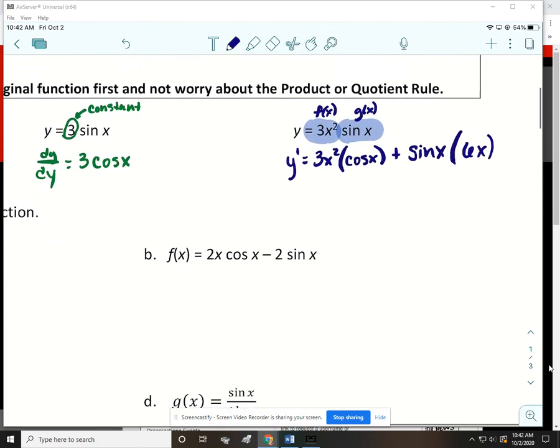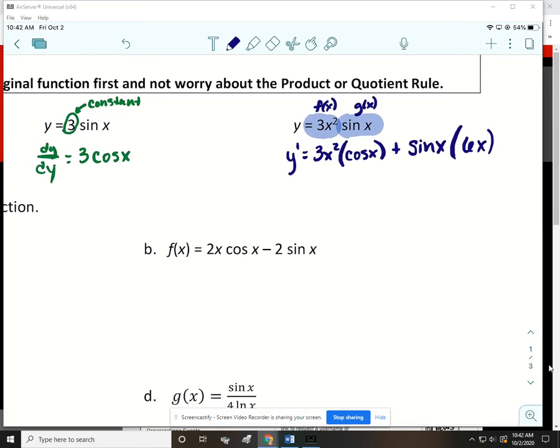All right, and then I'm going to clean it up slightly. There's really not a lot we can do. I mean, if this was on free response, probably wouldn't be, but if it was, you can leave it messy. But I'm just going to go ahead and put my 6x in front of this sine, and that's it. So that's the product rule.